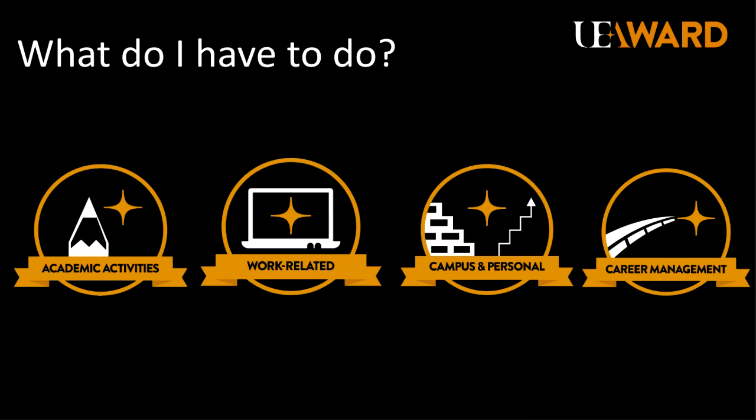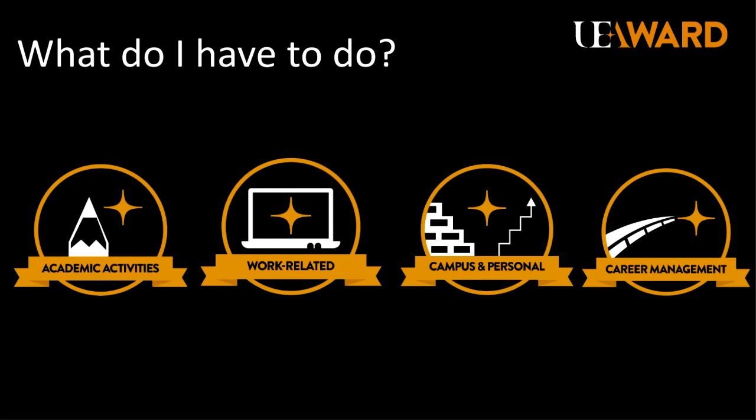Okay. So work-related, moving on, is any paid work on campus or off campus, and any volunteering that you have done off campus. Okay, and again, you can backdate this depending on which year of study you're in. Campus and personal is the broadest of the categories. That includes any activities that don't come under the other categories pretty much.